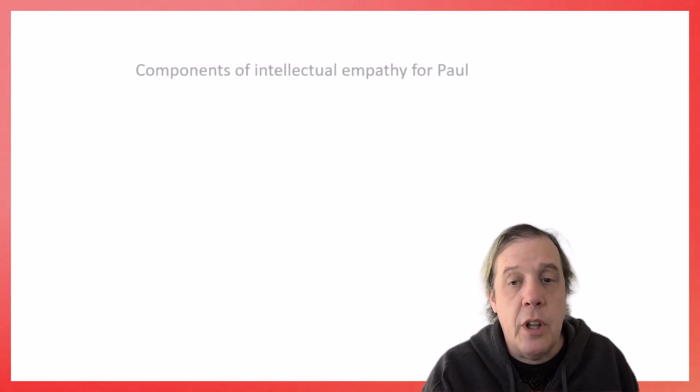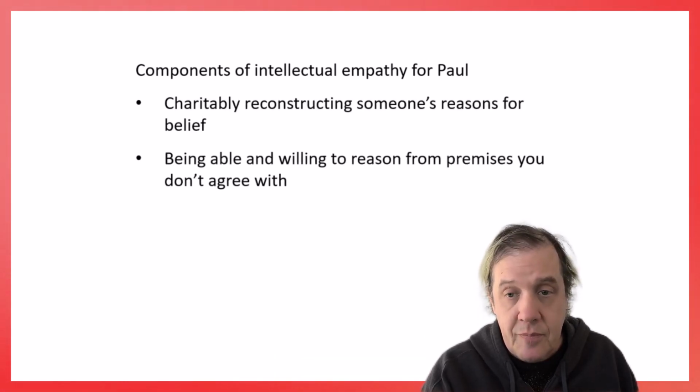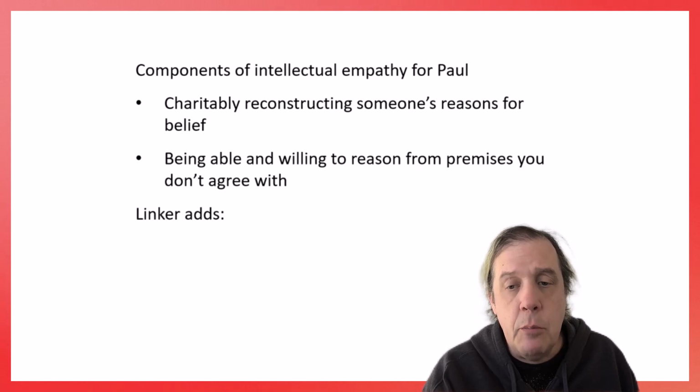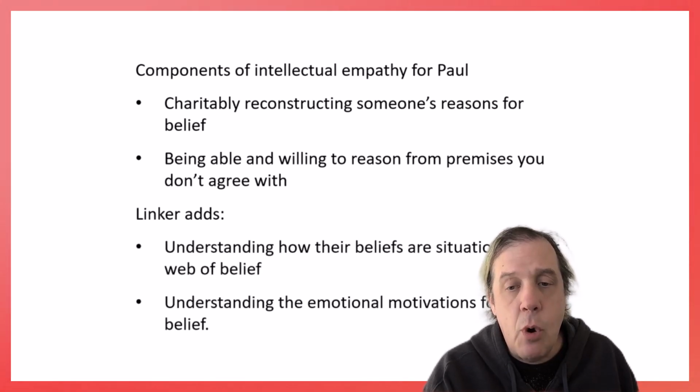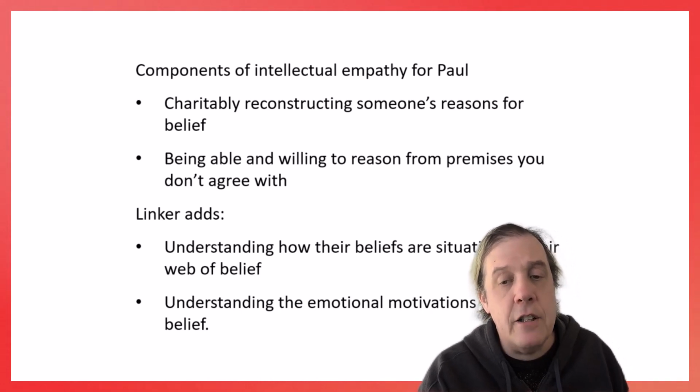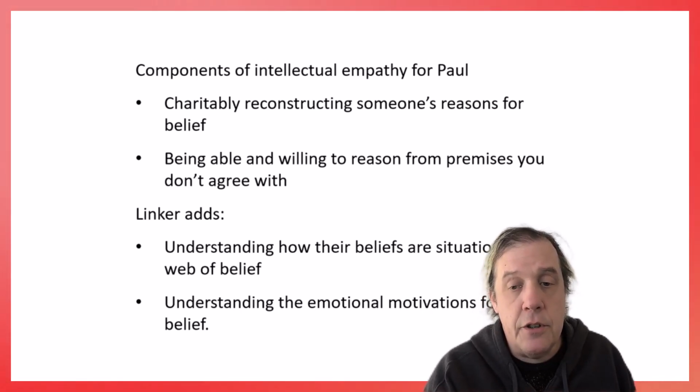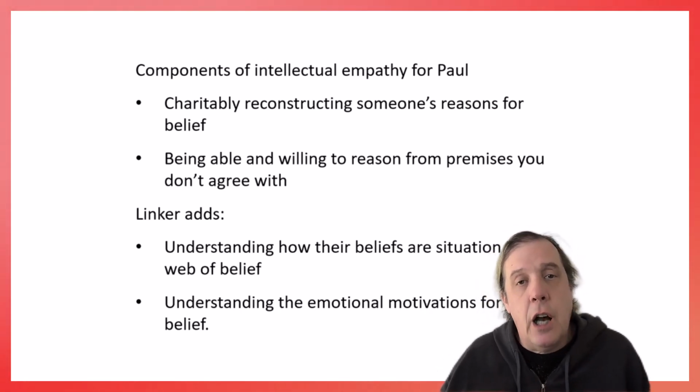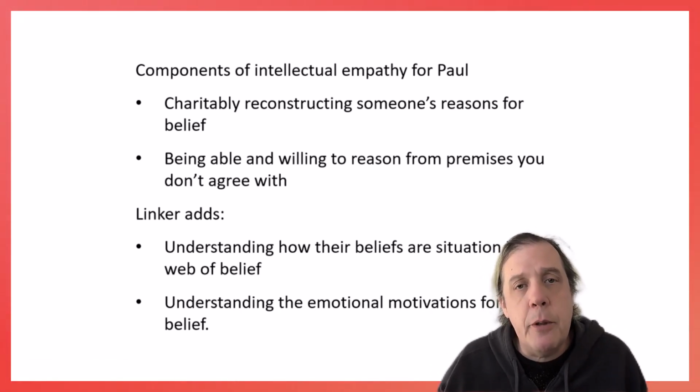So let's go back to intellectual empathy. Linker added two ideas to the conception of intellectual empathy: understanding the location of someone's beliefs in their web of belief, and understanding their emotional motivations for their belief. So this brings in more of the affective side, the cognitive affective understanding. You have to understand someone's emotional motivations, not just their cognitive motivations. And you also have to think about them holistically as a person. You have to understand their web of belief and where what you're talking about sits in their web of belief.